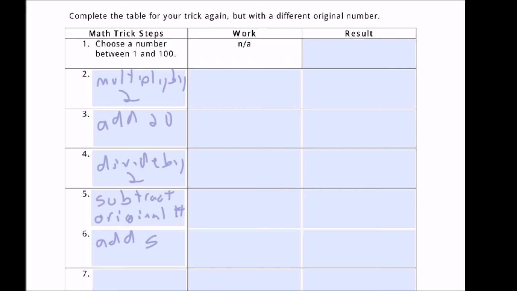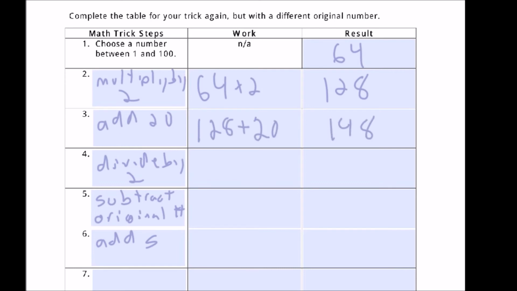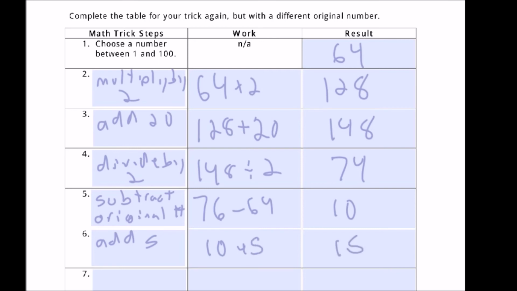So, pick another number. Let's say I'm going to pick a big one this time. Let's say 64. So 64 times 2 would be 128. Add 20 would be 148. Divided by 2, so 148 divided by 2 would be 74. So 74 minus 64 would give me 10. Add 5, and I get 15. So, trick still works. Small number, big number, it's always working.